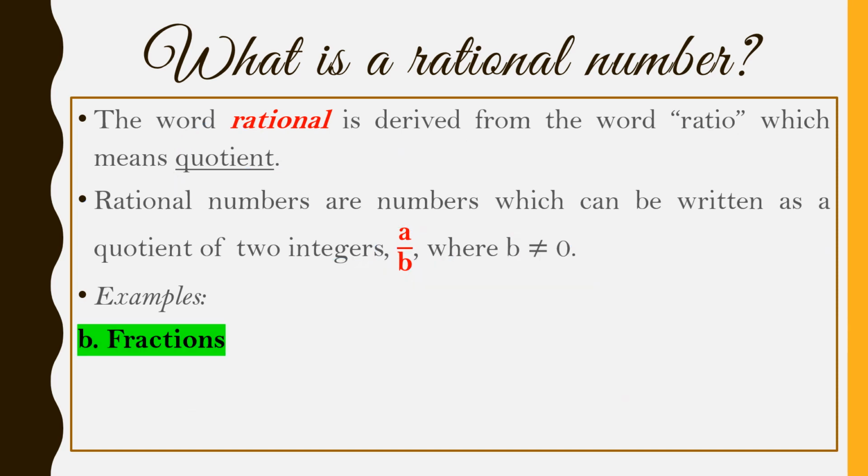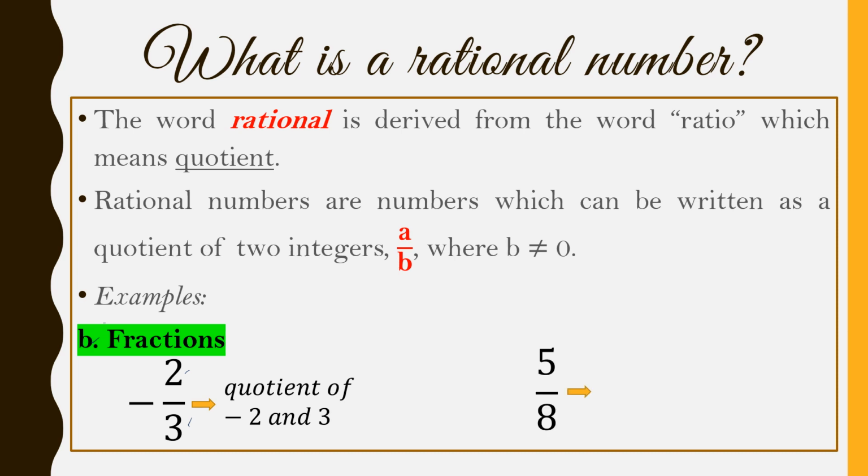Next, another way of writing a rational number is through fractions. This is already in fraction form. Negative 2 is an integer and 3 is also an integer, so that is a quotient of negative 2 and 3. Another one, we have 5 over 8, or the quotient of 5 and 8, which are both integers.